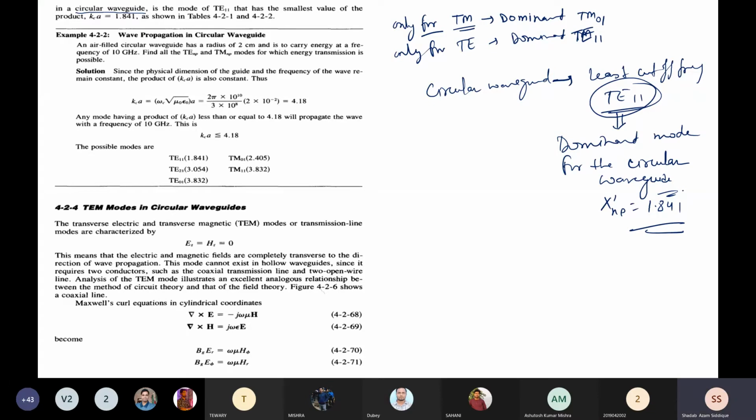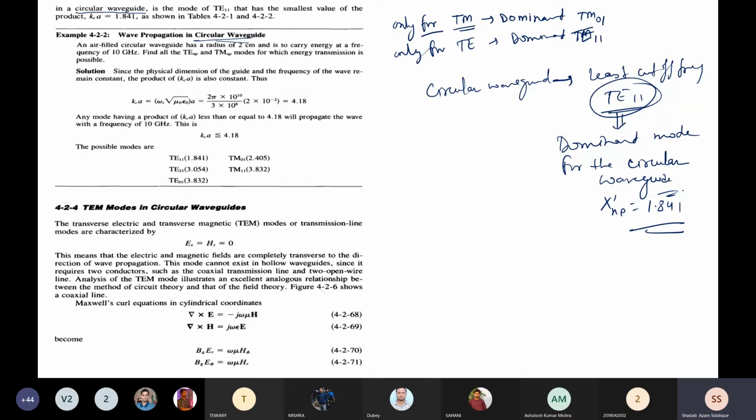Okay, now we will go for one problem. This problem is written in the simplest way, but it is a very good problem, based on the modes which are possible in the waveguide. So I'll take this problem. This is wave propagation in a circular waveguide, and it is exclusively asked for the circular waveguide.